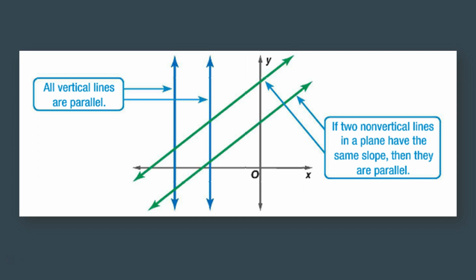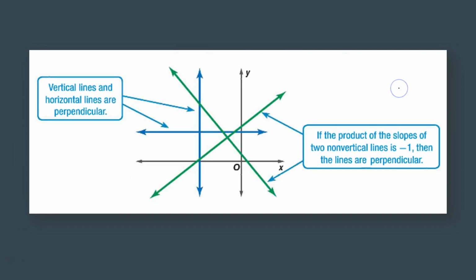So, we have vertical lines are parallel. As you can see here, remember vertical lines are lines that never cross. And if we have two non-vertical lines in a plane that have the same slope, then they are parallel. For example, if my first slope, M1, is equal to 4, and we have another line for our second slope, if they are parallel, they're going to be exactly the same. The first slope is 4, the second slope is 4 as well.